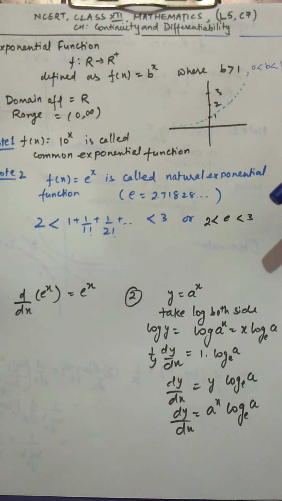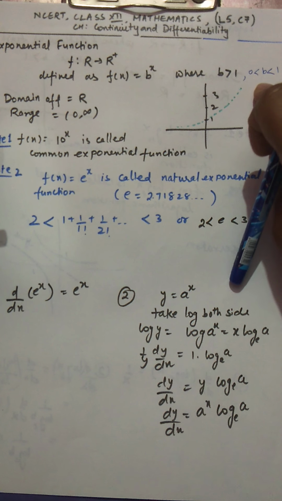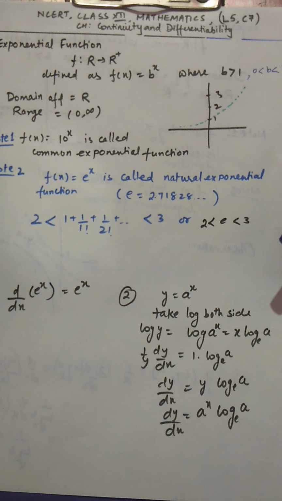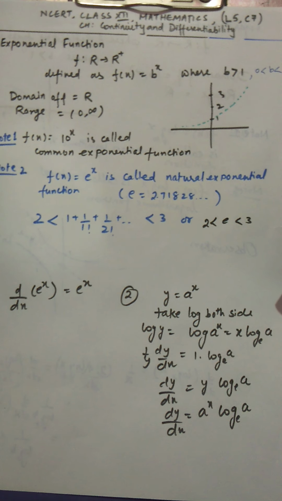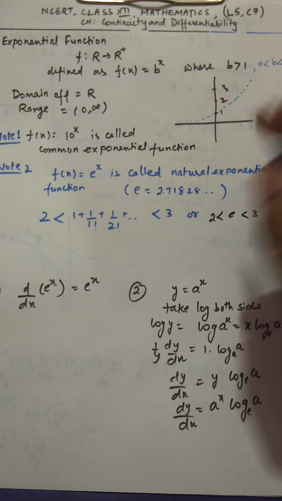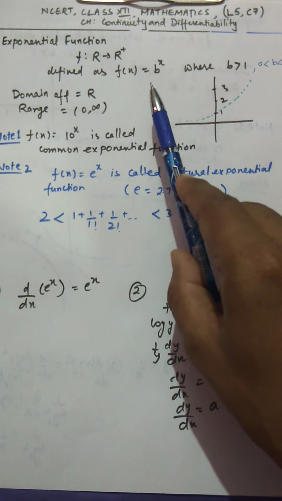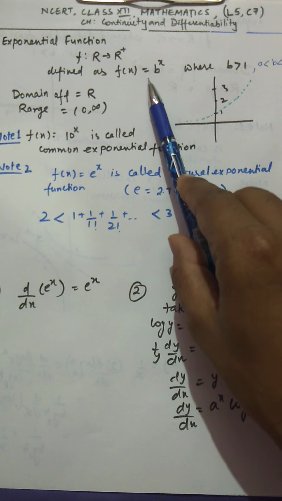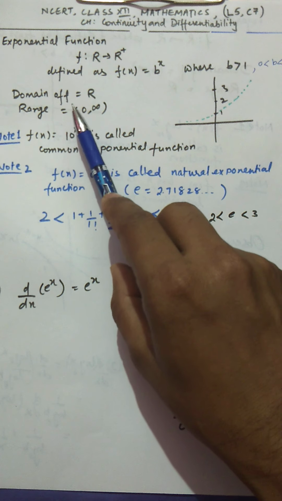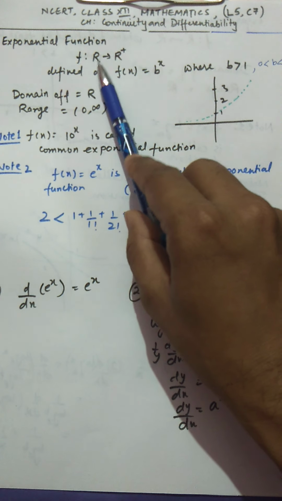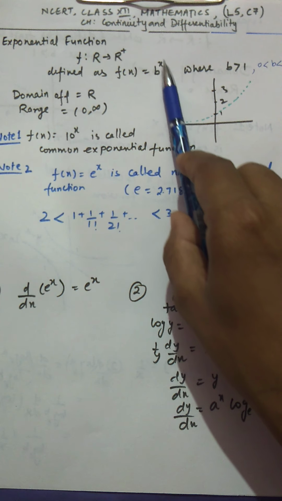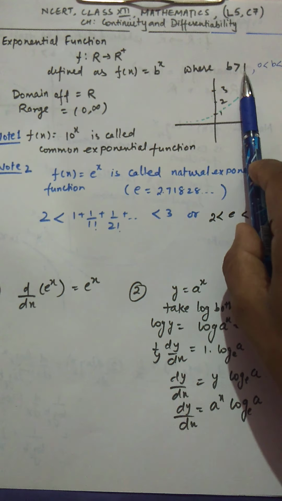I'm also going to explain a little about the case when b is greater than 0 and less than 1, but not in much detail. For further details you have to see other sources, such as RD Sharma of class 11. So here I'm taking the particular case f(x) equals b^x. This is called the exponential function. The domain of f is R, and the range is 0 to infinity, meaning the answer cannot be negative if b is greater than 1.